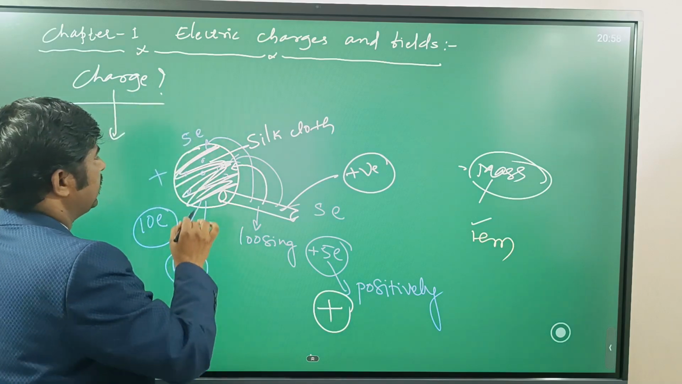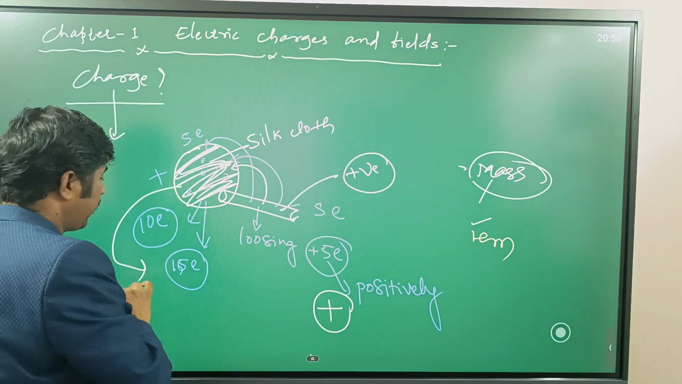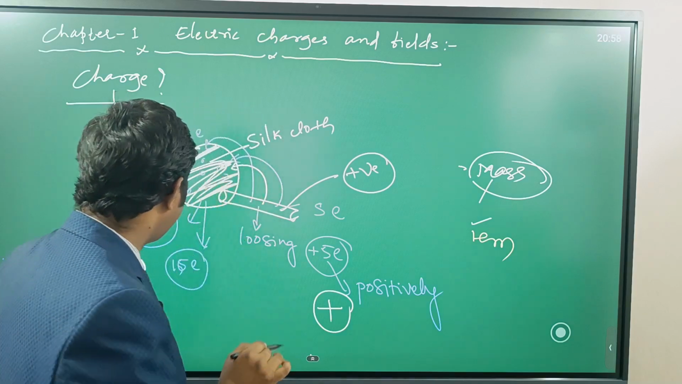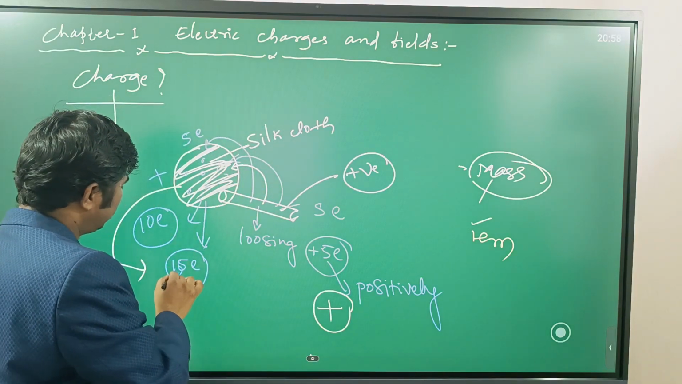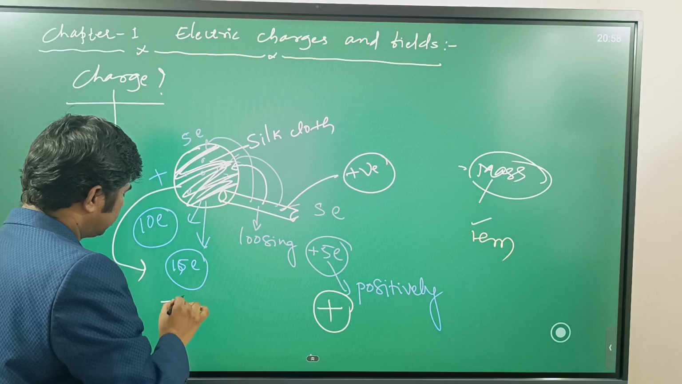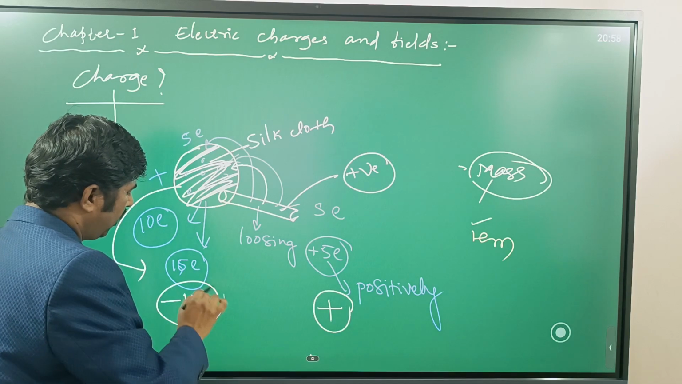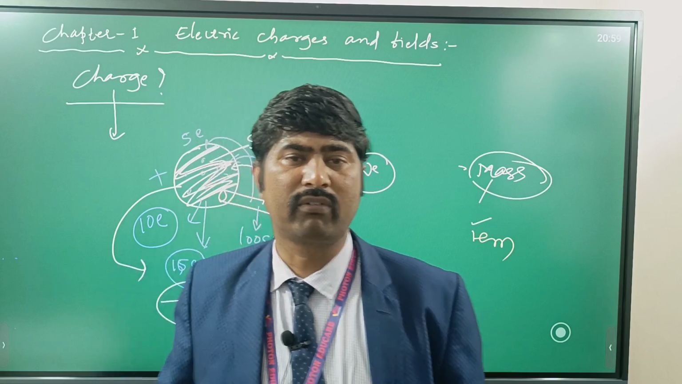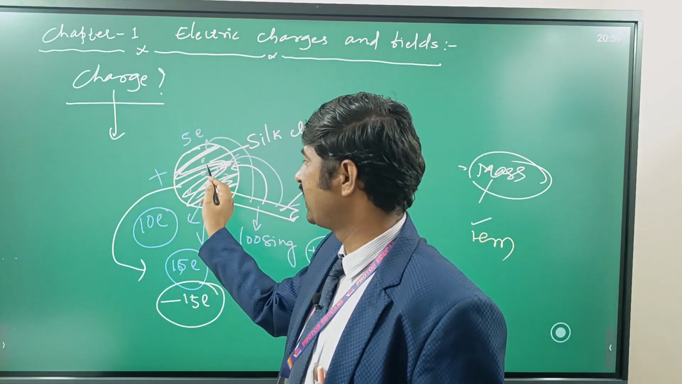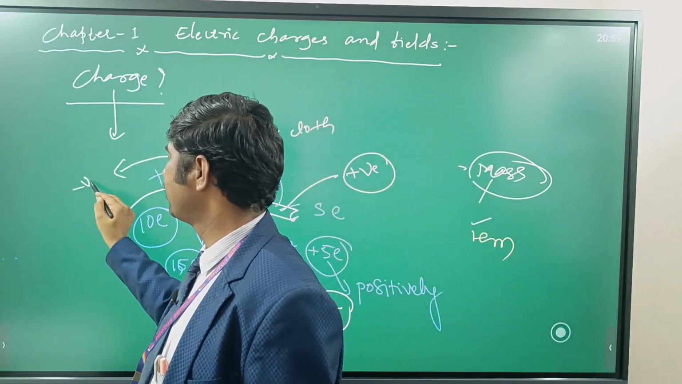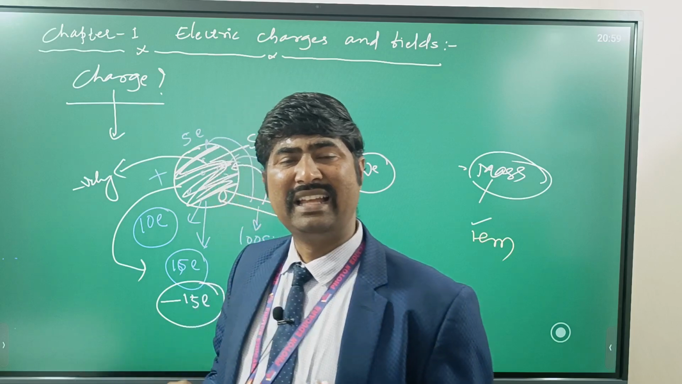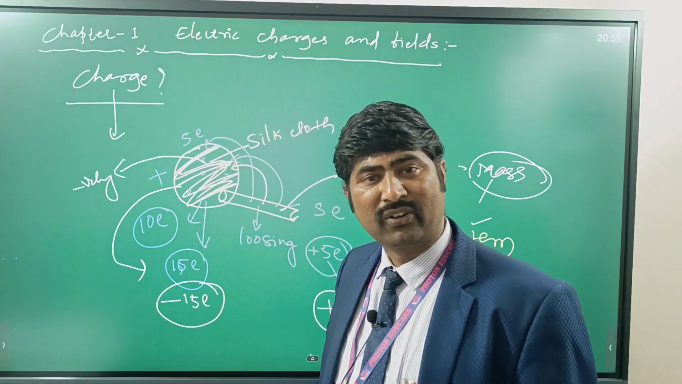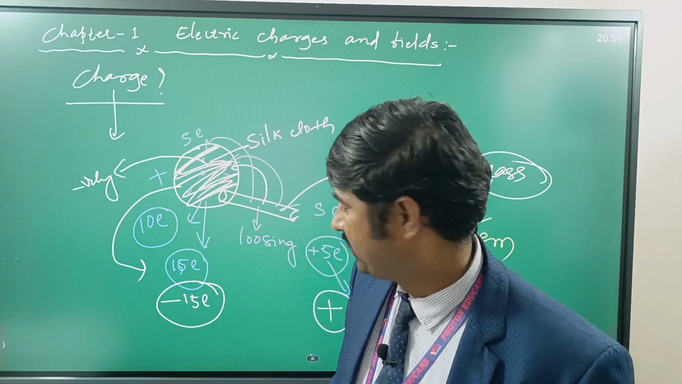Similarly, the silk has got 5 more additional electrons. Earlier it was having 10 electrons. Now after adding 5 more electrons, the total number of electrons is 15. If the number of electrons is more than the positive charges, that body is considered a negatively charged body. It is clear that the process of losing and gaining of electrons is called charging a body.